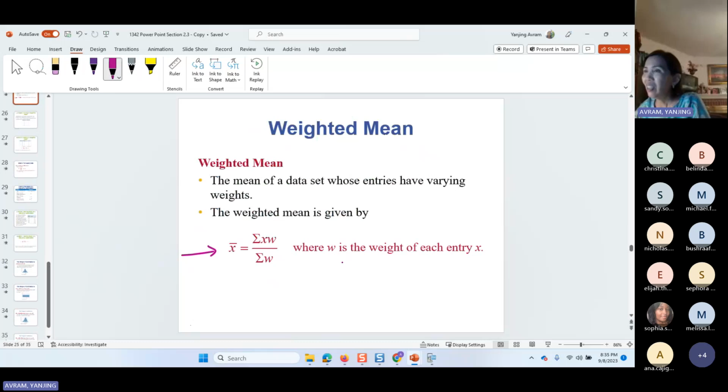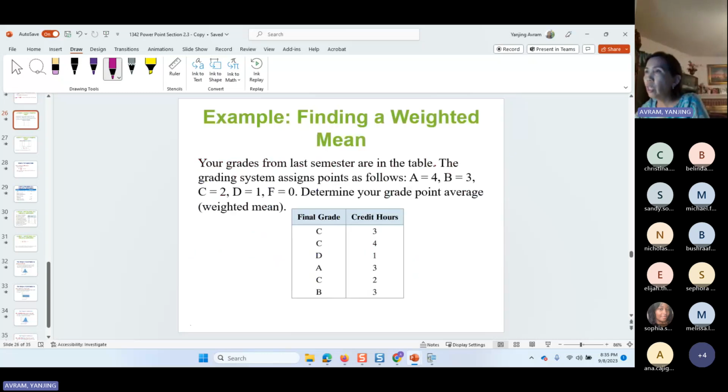In order to find the weighted mean, you need to multiply each data value by its weight. You have to multiply first, before the big sigma, before you add them together, and then divide by the sum of the weights. So that is called a weighted mean. Look at this one right here: if you want to find the GPA, the grade point average, right?